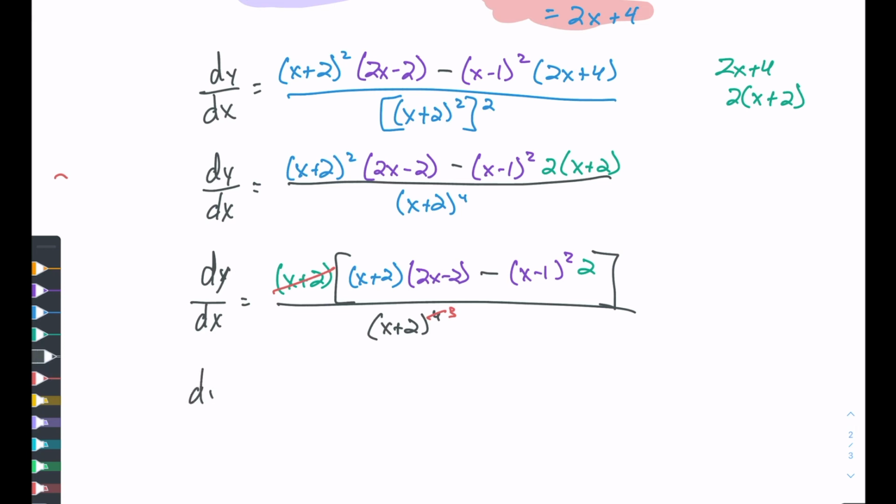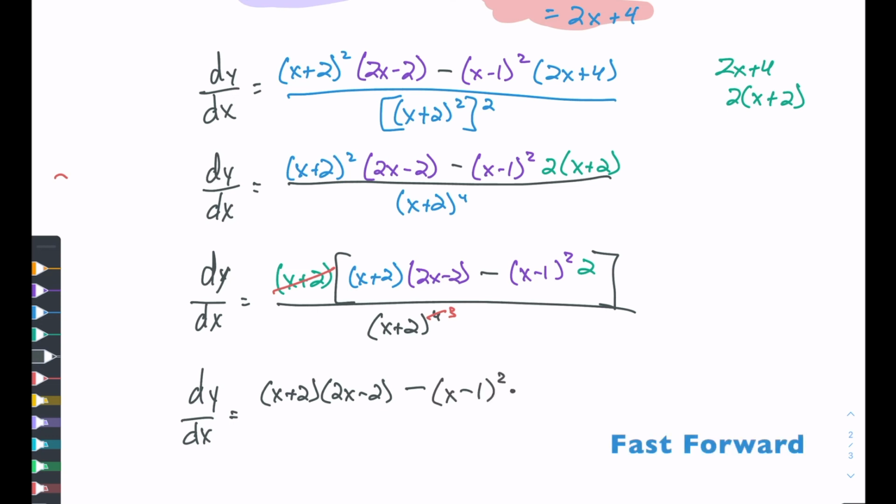And let's just do our last bit of simplifying here. We're going to have x plus 2, 2x minus 2, minus x minus 1 squared times 2, all over x plus 2 to the 3rd power. Is there any more to simplify? Even if I expanded this, right? This would be x minus 1 times x minus 1.